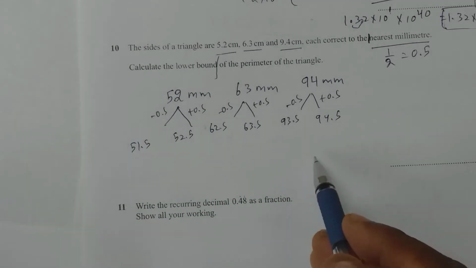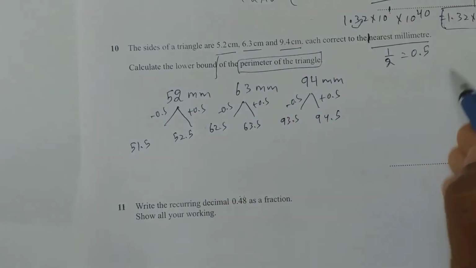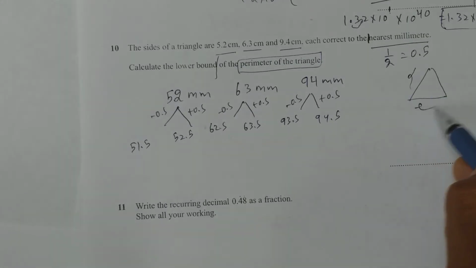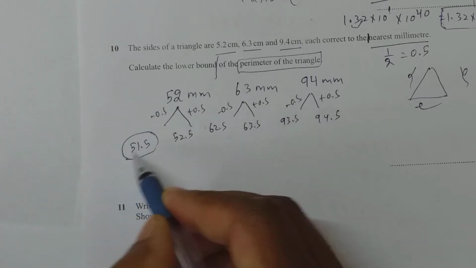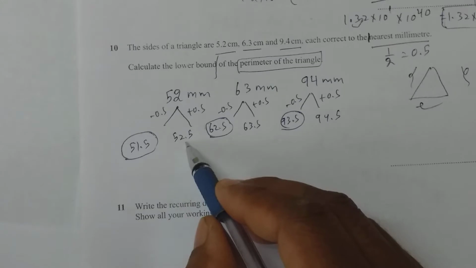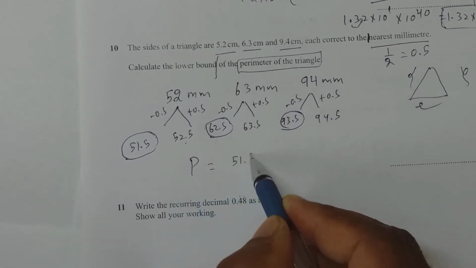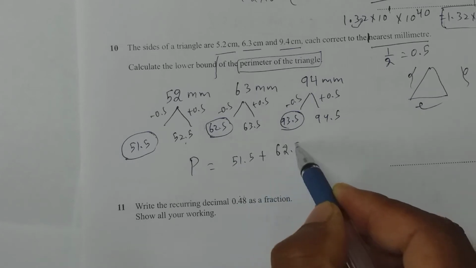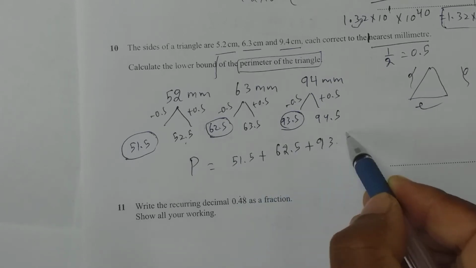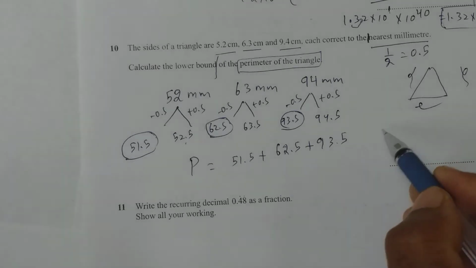Now what is he asking? Calculate the lower bound of the perimeter of the triangle. Perimeter means you need to add all the sides. He is asking for the lower bound, so you will take the lower bound of each value. Upper bounds are these ones. So your final perimeter is 51.5 plus 62.5 plus 93.5, which will give you 207.5.